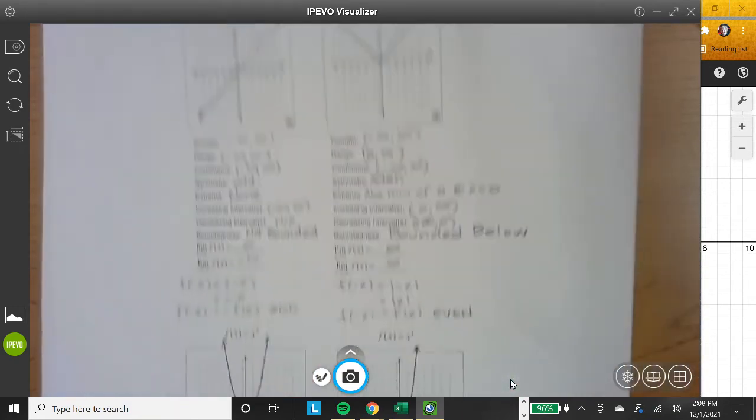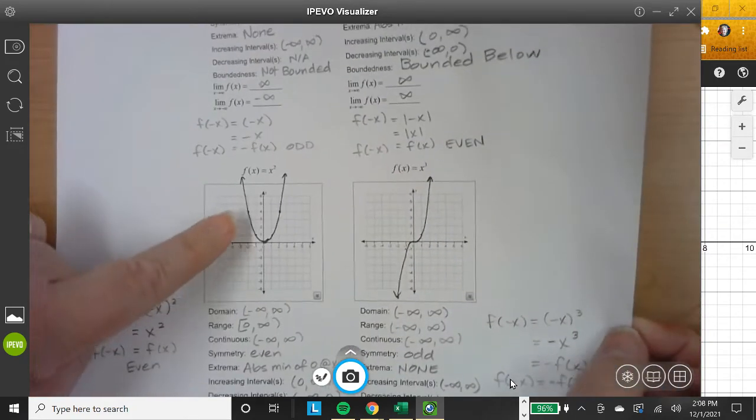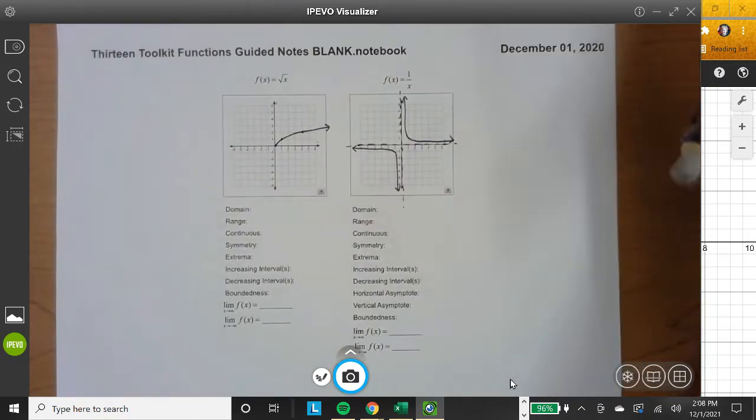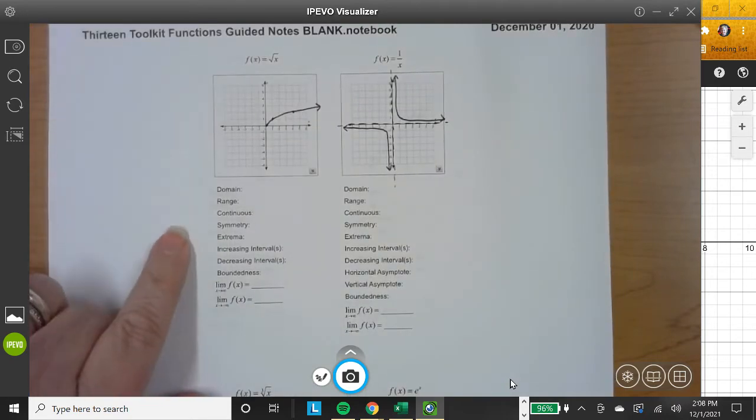All right, so we've gone down 4 already: the identity, y equals x, absolute value of x, x squared, and x cubed. So hopefully nothing new yet. Let's move on to the square root function. This is a square root function, classic.